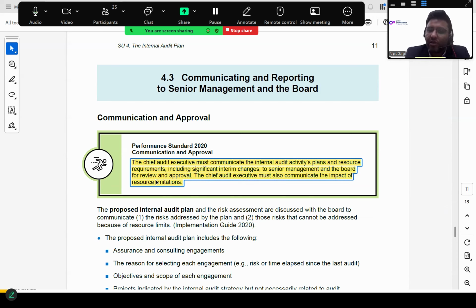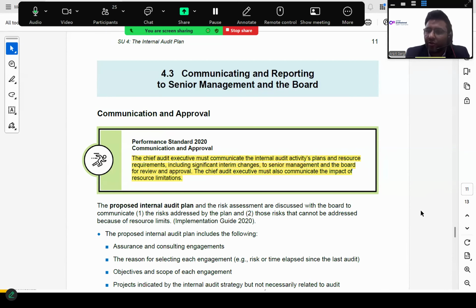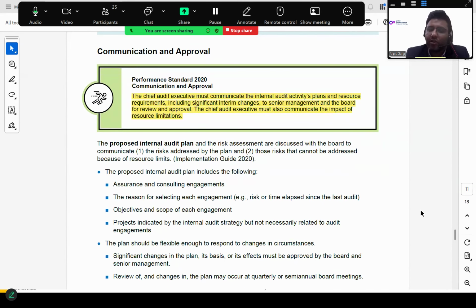The CAE must also communicate the impact of resource limitations. If, let's say, they are not getting adequate resources, then the CAE should communicate that, okay, if you don't give me the resources, these are the possible impacts. We will not be able to do the audit on time, or will not be able to cover everything. All of that needs to be communicated.